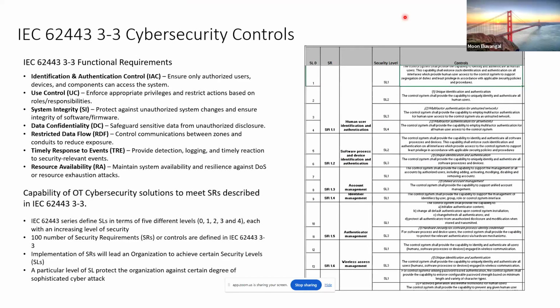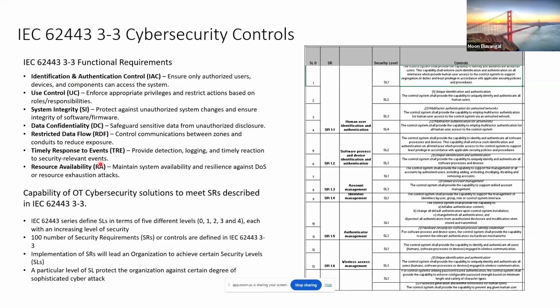So a little bit more about what I just described about foundational requirements. I think I have a mistake here. It's written as functional requirements, but it's the foundational requirements. These are the 7 which I mentioned. Okay, identification and authentication, use control, system integrity, data confidentiality, restricted data flow, timely response to events, and resource availability. So these are the different FRs included in 62443.